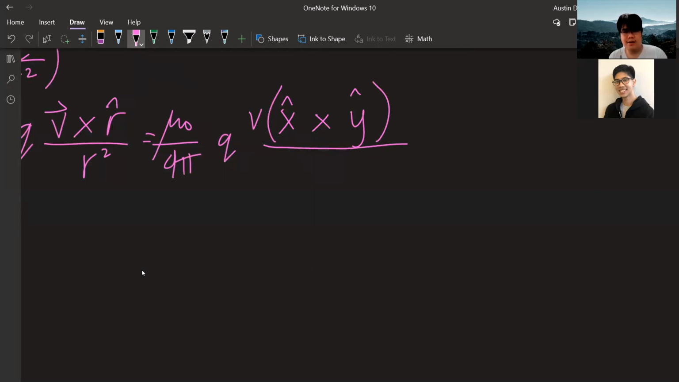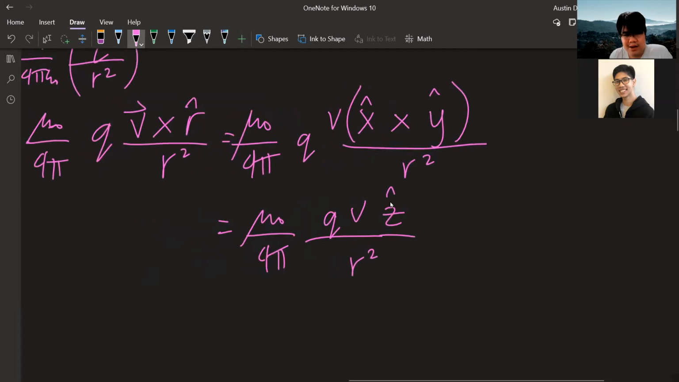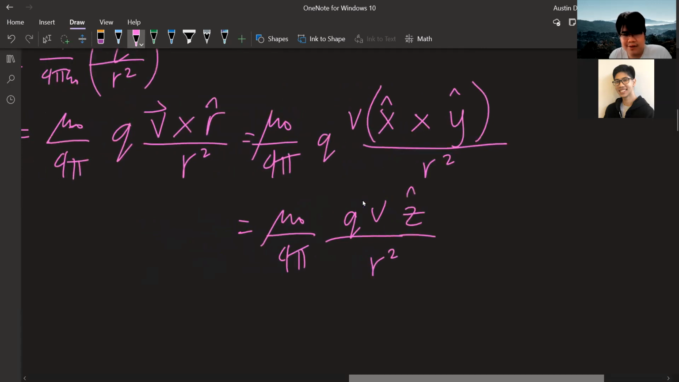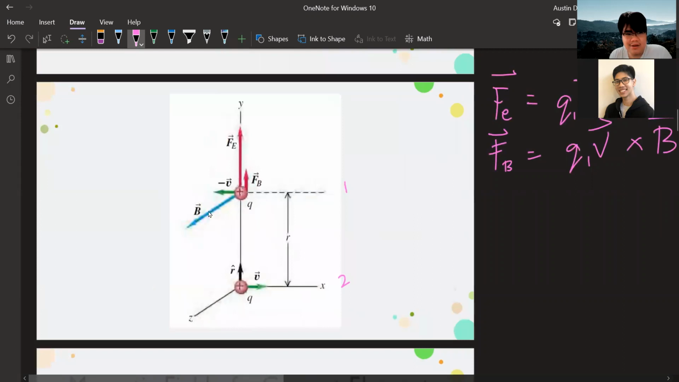So, and then r squared. X cross y hat is just z hat. So, pi qv z hat over r squared. Okay. So, ito ay doon sa point na tinitignan mo, z hat. So, nandito yung field pointing at z hat. Hindi nandito, no? Hindi nandyan. Kasi dito ka nakatingin sa point na to.